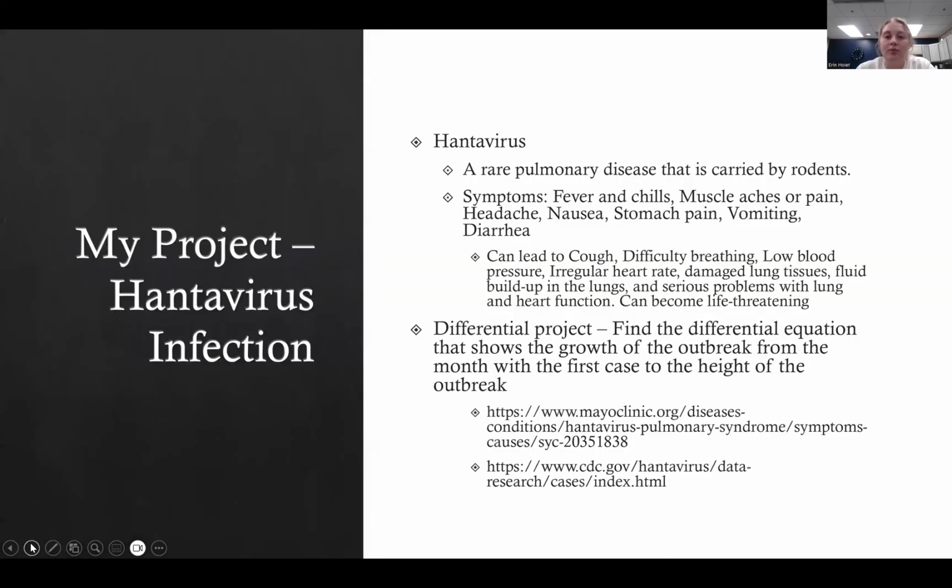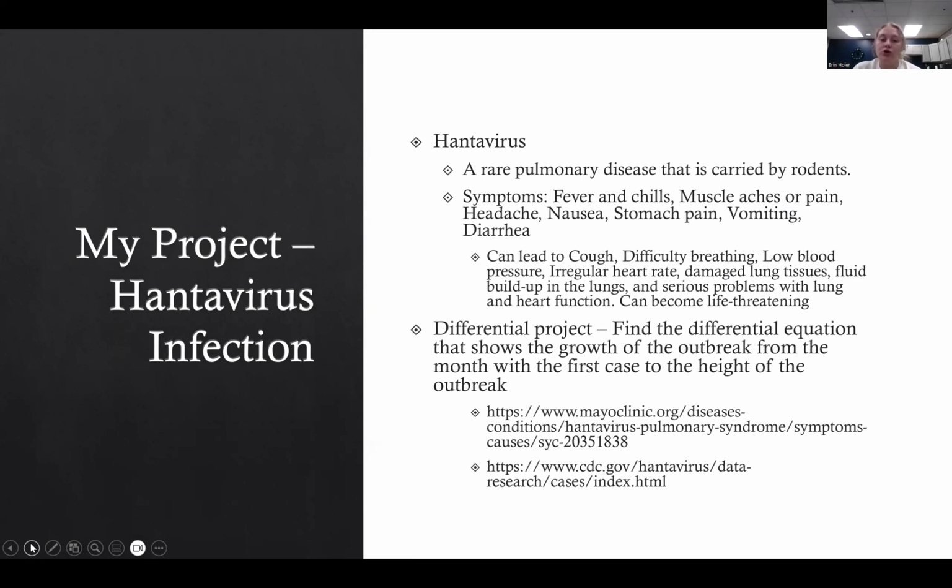So I decided to do my project on the hantavirus, which is a rare pulmonary disease in America that is carried by rodents. Symptoms are similar to that of the flu, with fever, chills, vomiting, nausea, muscle aches. However, this illness can lead to life-threatening conditions, especially with serious problems in heart and lungs.